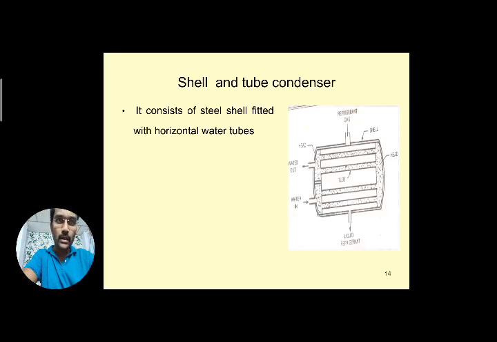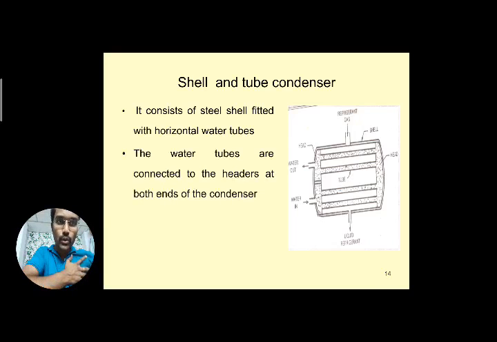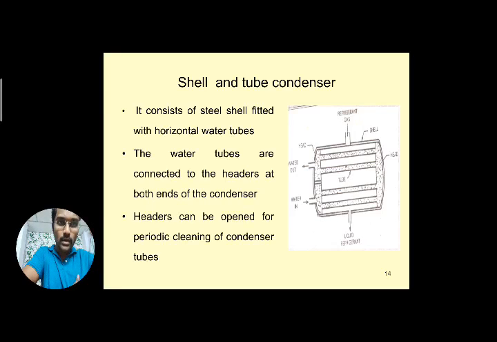It's a steel shell fitted with horizontal water tubes. The water tubes are connected to the headers, which you can see at the sides, with the inlet and exit at both ends of the condenser. The headers can be opened for periodic cleaning, as I already explained. Whenever the water brings in foreign particles that accumulate, they can be cleaned by opening these headers, and the condenser tubes can also be cleaned.